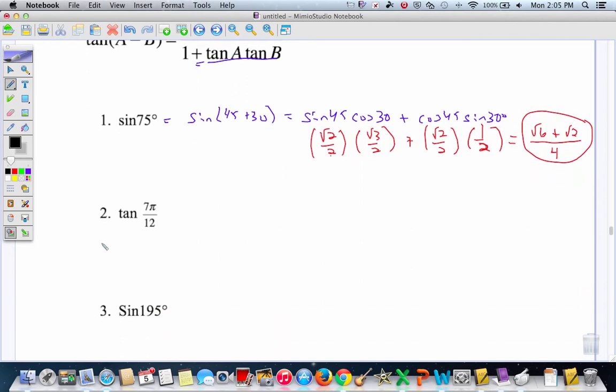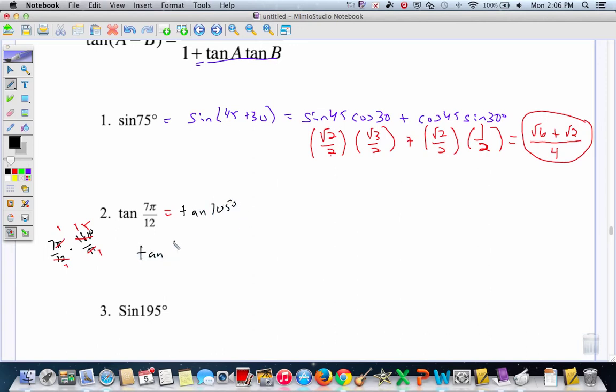Tangent of 7 pi over 12. Much like we did with our previous one, I'm going to suggest that we convert this to degrees to make it a little easier to work with. I'm going to take 7 pi over 12 off to the side and convert it to degrees by multiplying by 180 over pi. The pi's will cancel. The 12 goes into 180 15 times, and we're actually finding the tangent of 105 degrees.